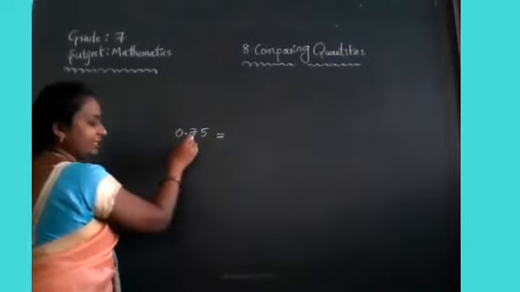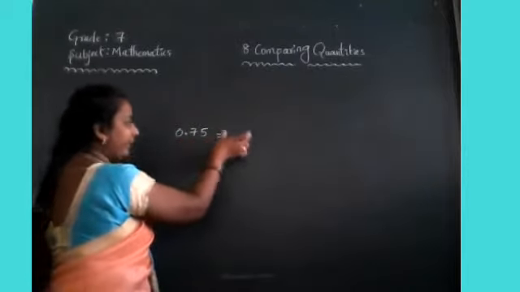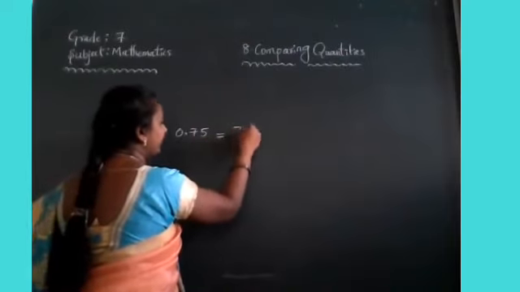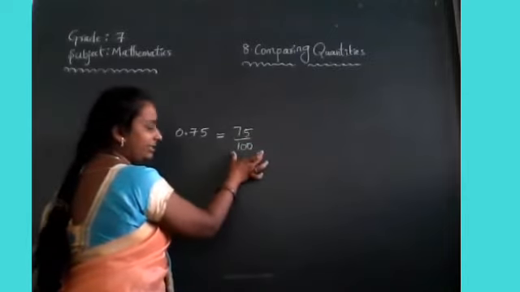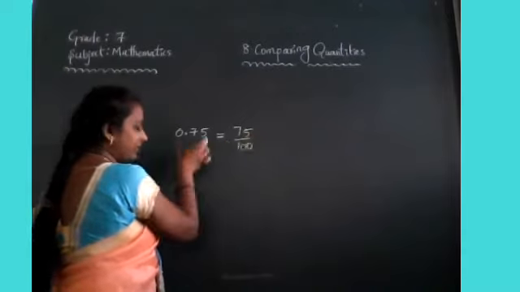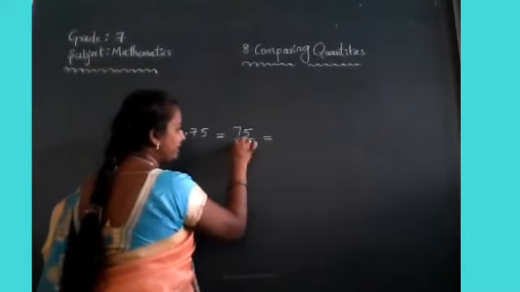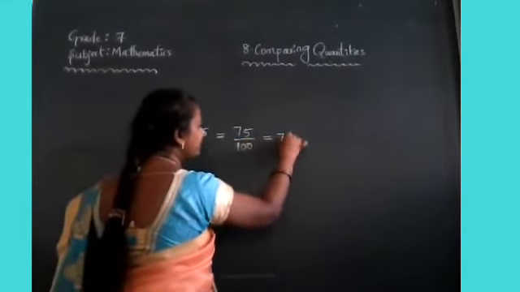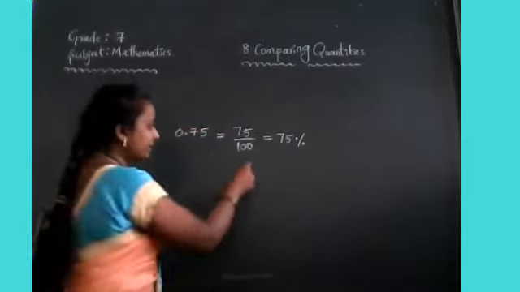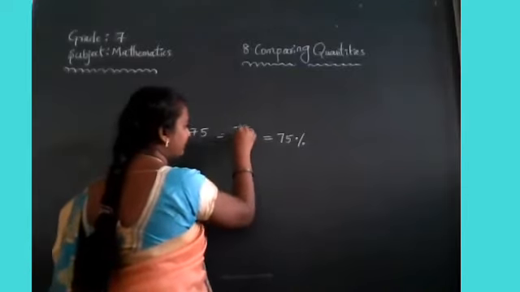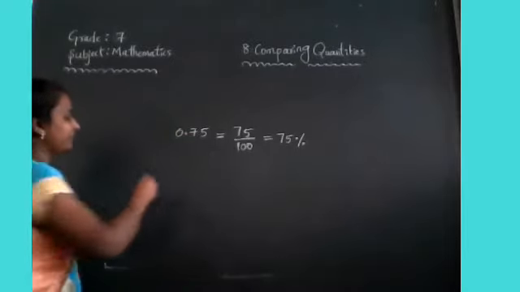So how to write this one as a fraction? We can express the decimal as a fraction: 75 by 100. That is decimal to fraction. Again, we have to convert decimal to percentage. Here the denominator is 100, so then we can write it as 75%. So percent is 1 by 100. How much percent here? 75%, right.